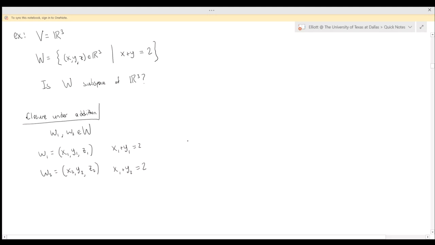Now, if I were to add my two vectors, I would get x1 plus x2, y1 plus y2, and then z1 plus z2. Okay, so then we've got the x, y, and z components of the sum. So now we want to check if the sum will satisfy this condition or not.